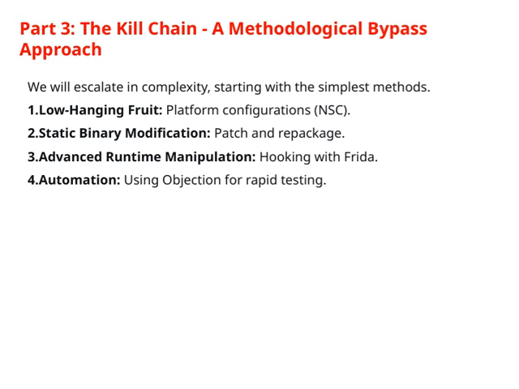Finally, we have automation, specifically using objection for rapid testing. This allows us to streamline our process, quickly applying our techniques repeatedly and efficiently. All of these methods fit into the broader theme of the presentation, which is about understanding and bypassing security measures through a structured, step-by-step approach. This is what we call the kill chain, a systematic way to methodically approach and bypass security controls, moving from simple to more sophisticated techniques.